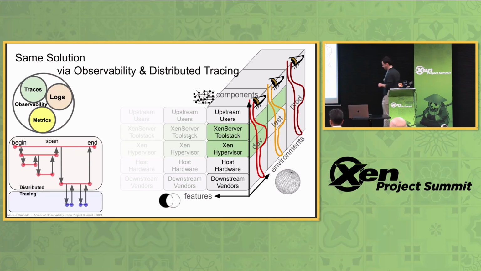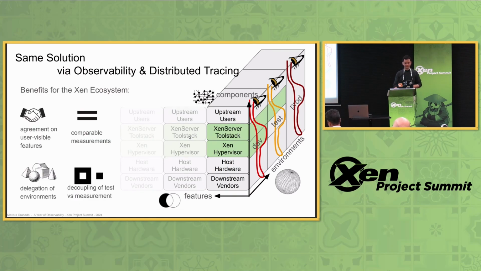It's distributed tracing because we have different components, in this case the ones represented in red and in blue, and they can send signals across these different components. This is used to create a data structure that can then be added together somewhere else, and then we can see that or act on that, doing search, for instance, or selections, or automating analysis of the results. So what are the benefits for the Xen ecosystem here?